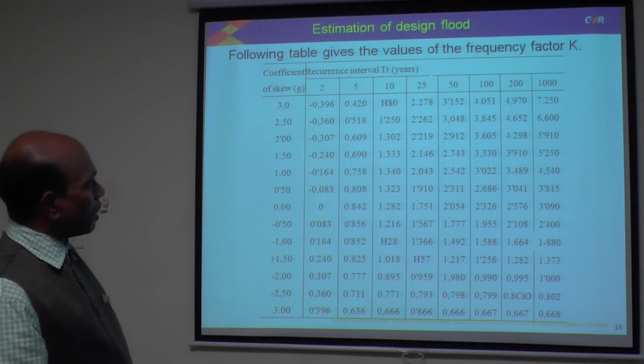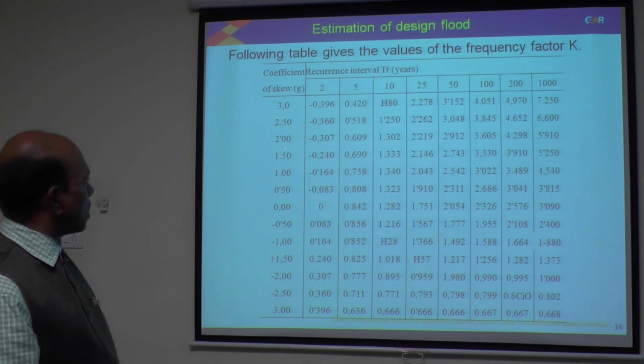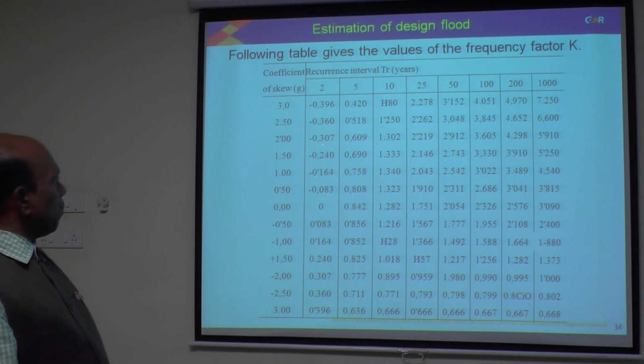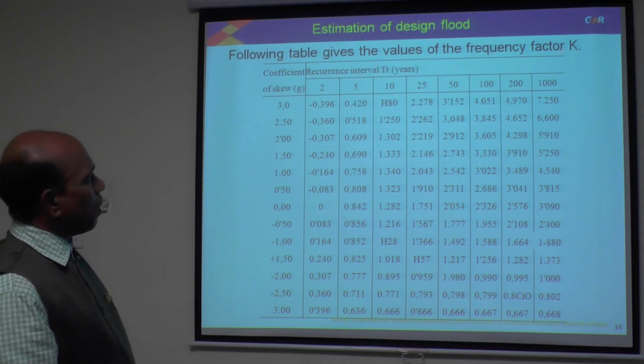Suppose they have given a 25-year return period; the corresponding Q value is in between 1.5 and 2.5, that value is equal to 1.75. We are going to take the return period equal to 25, interpolate these two values, and you have the value of K.